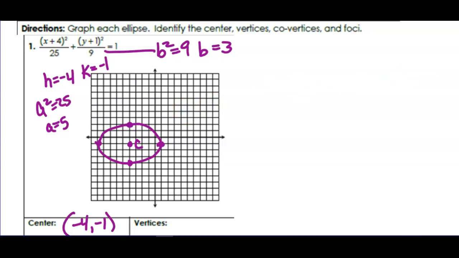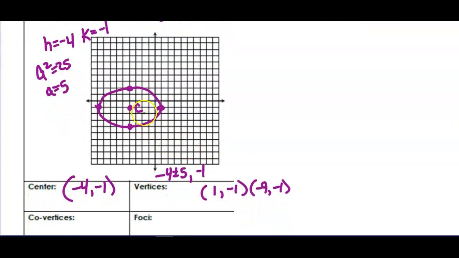All right, so we found the vertices were out 5 in the X direction. So there's a formula for that, but it would be -4 plus or minus 5. So that would be 1, -1, and -9, -1. The co-vertices were up or down 3, so you're putting the 3 back here on the Y. So you'd have -4, 2 when you added 3, and -4, -4 when you went down.